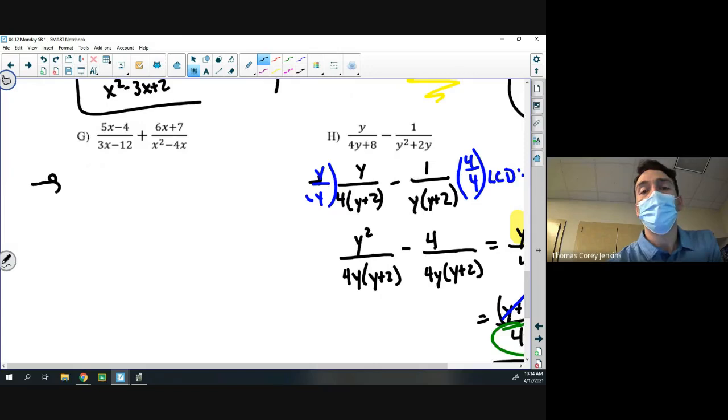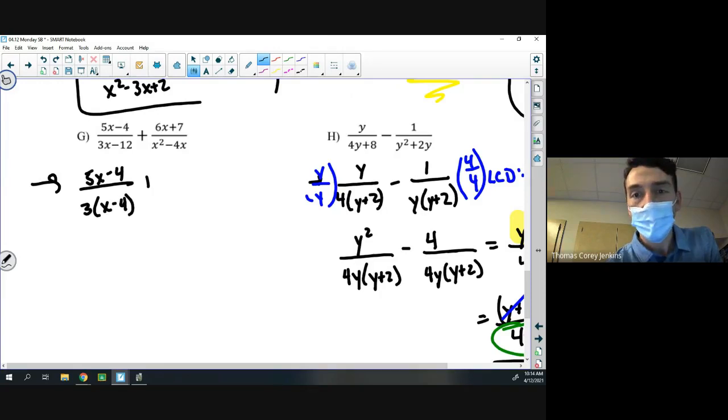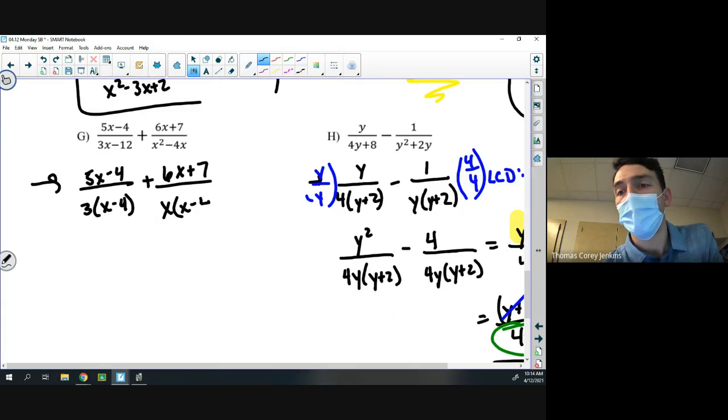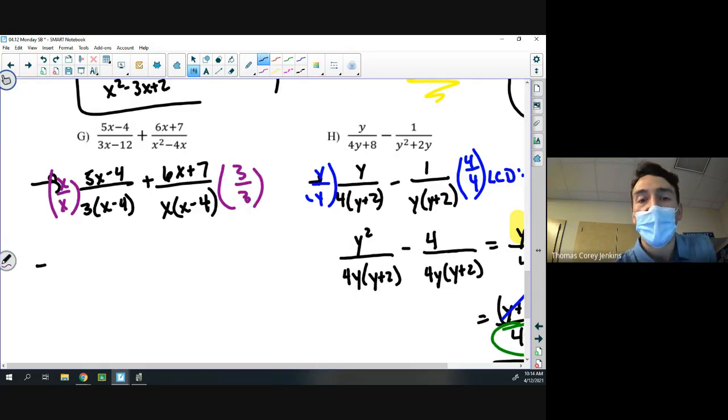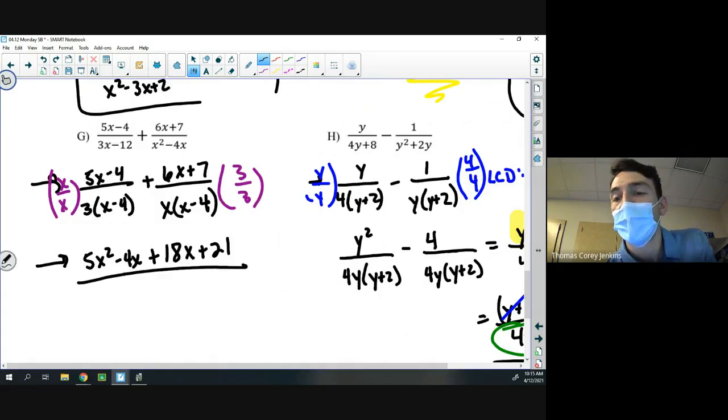If I factor out my denominators first, I'm going to have 5x minus 4 over 3 times the quantity x minus 4, plus 6x plus 7 over x times the quantity x minus 4. So then my common factor is going to be 3x times x minus 4. That tells me to multiply this one by x over x, this one by 3 over 3. So after that I would have 5x squared minus 4x plus 18x plus 21 all over 3x times the quantity x minus 4.